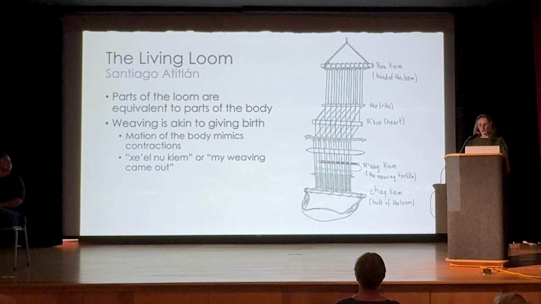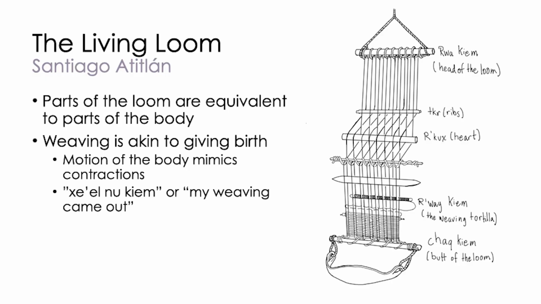So in Santiago, something that is quite unique about the loom, or for Tzotzil speaking peoples, is that the names of the loom parts are equivalent to the parts of the body. The top of the loom directly translates to the head of the loom. The bottom directly translates to the butt of the loom. Whereas the cross, the part that organizes the threads, is called the heart.